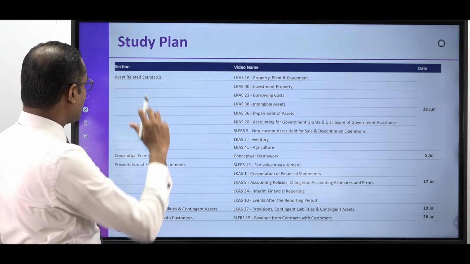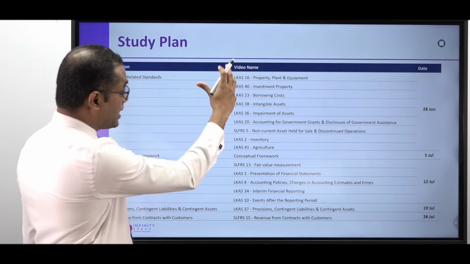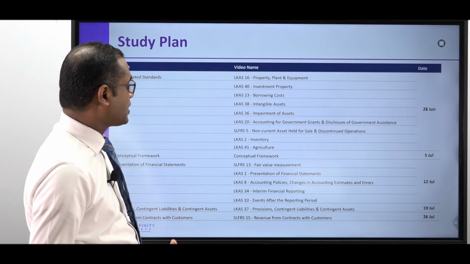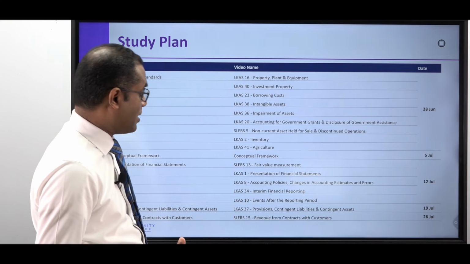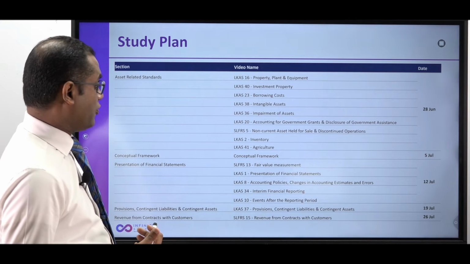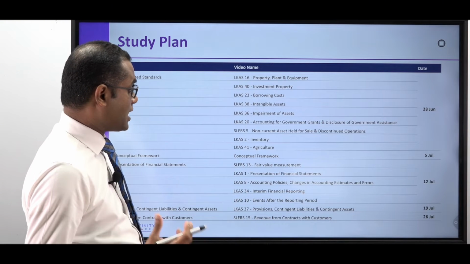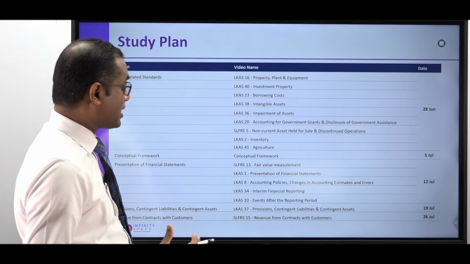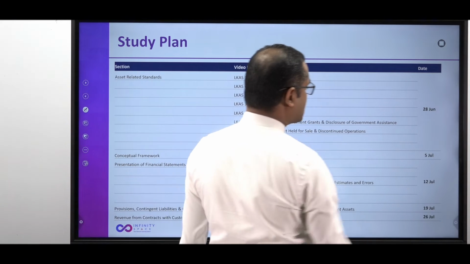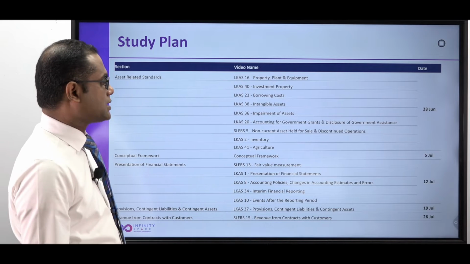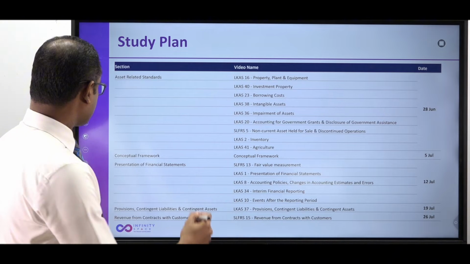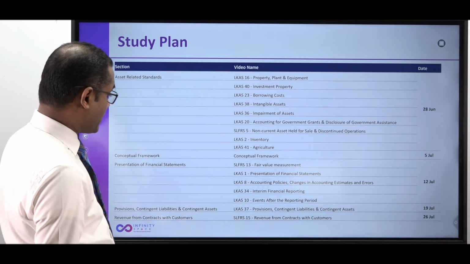So first of all, I'll be starting with asset related standards. There are 9 asset related standards, starting from property, plant and equipment, then investment properties, borrowing cost, intangible assets, impairment of assets, accounting for government grants and disclosure of government assistance, non-current asset held for sale and discontinued operation, inventory, agriculture. Likewise, there are 9 asset related standards. Videos of all these asset related standards would be uploaded into the LMS on 28th of June. And thereafter, moving to the conceptual framework.